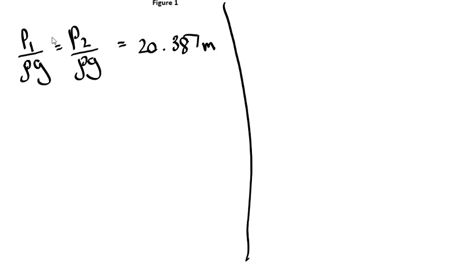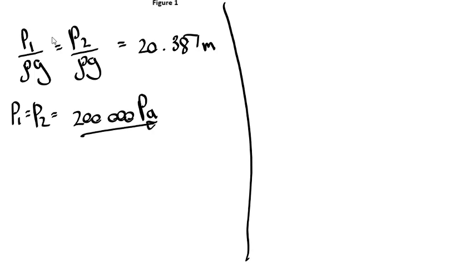So if we now calculate the pressure, P1 is equal to P2, that will be equal to 200,000 Pascal. Okay, so we've got that down, another 2 marks.